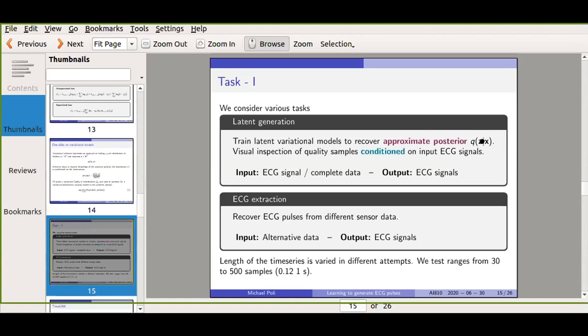So to do data augmentation without just adding noise or doing simpler stuff, these are the two very simple tasks. In terms of sequence length, we test various ranges from 30 points to 500, which is roughly 1 second, more than 1 second. I think the rate was 256 hertz, so it's closer to 2 seconds, actually.